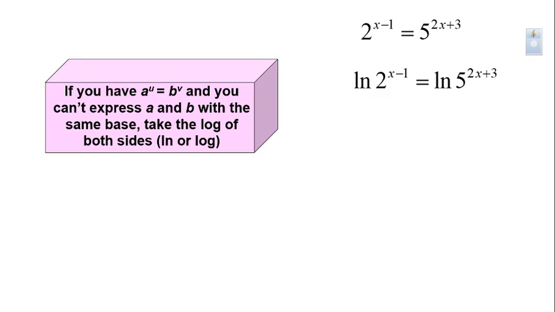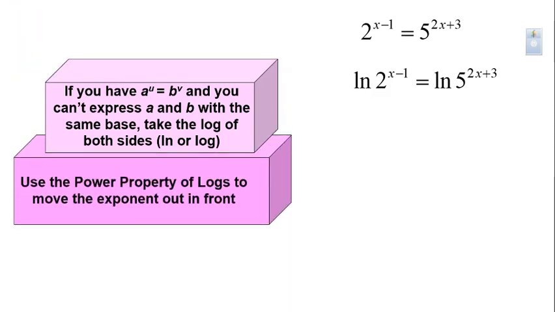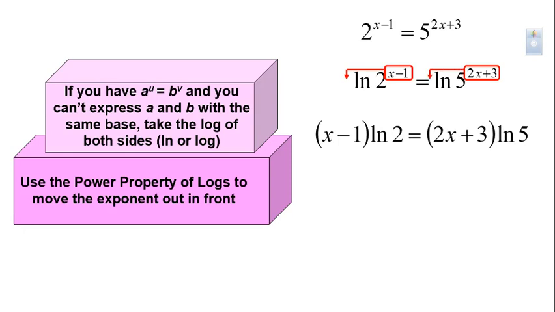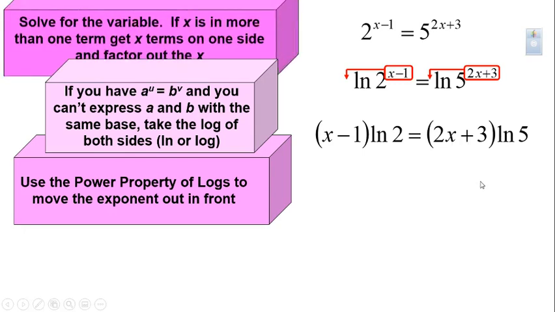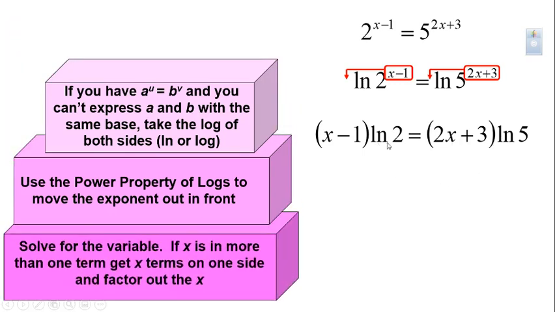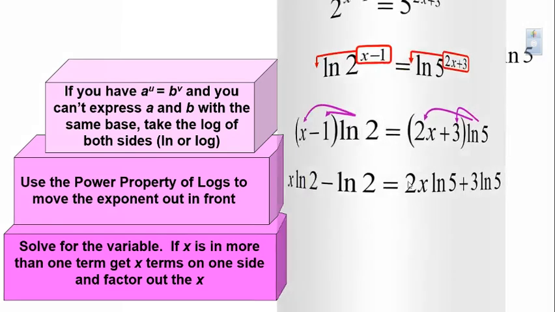So we're going to take the natural log of both sides, and that allows us now to move the exponents to become coefficients. Please remember to put those exponents in parentheses. So we put the x minus 1 in parentheses and the 2x plus 3 in parentheses. And then we solve the equation. We distribute the parentheses on both sides and then combine like terms.